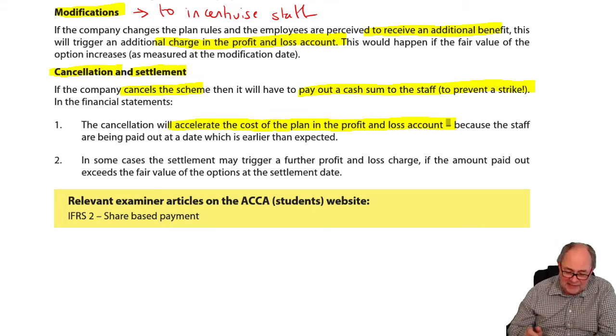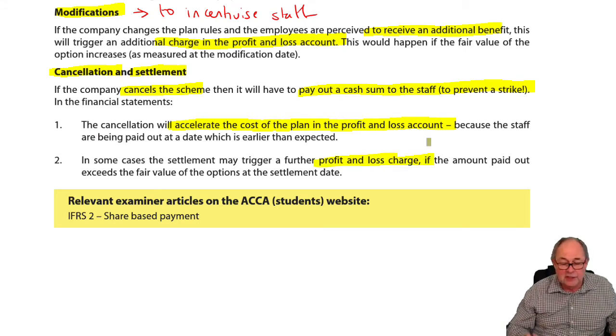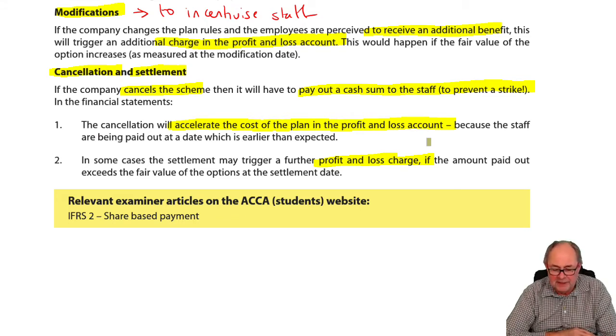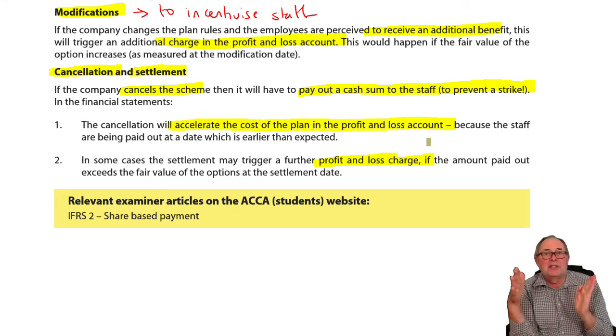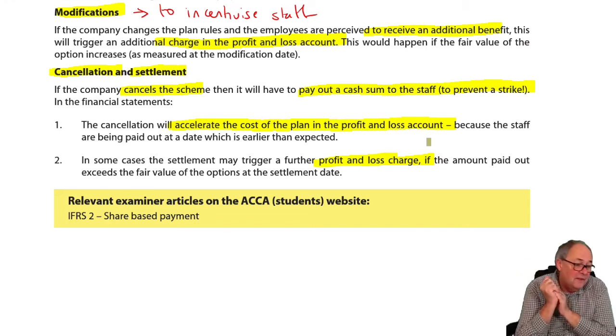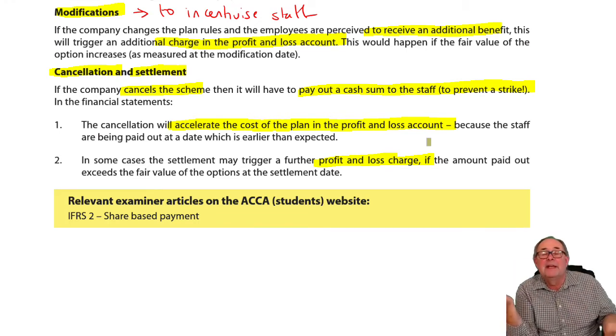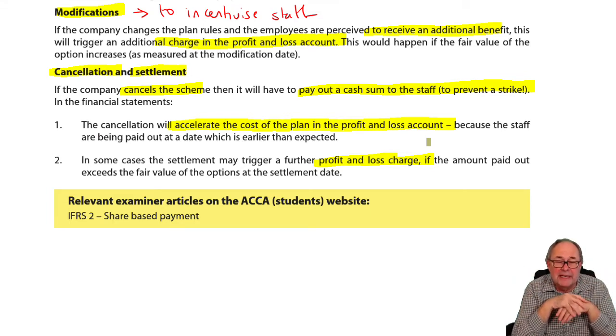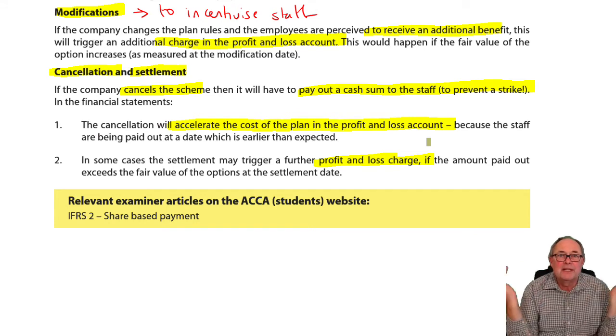In some cases, there can be an additional profit and loss charge. So I wouldn't worry terribly about getting hooked up into numbers at this. But if the staff are significantly better off in terms of the cash settlement, then it may be that you have an extra charge going through the P&L at that date. If they were getting something with a fair value of 50 and you're giving them 60, there may well be an extra 10 to account for in the profit and loss.